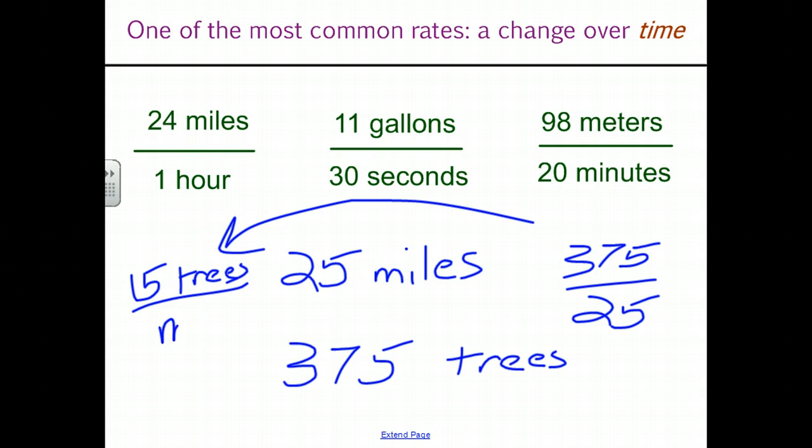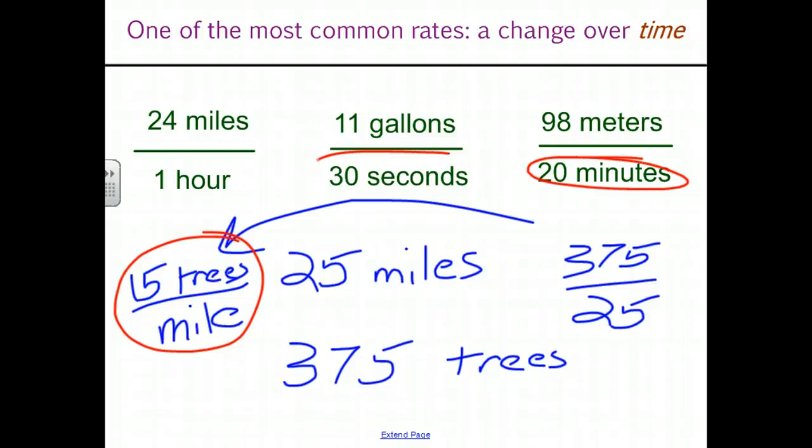And even though this may seem like a silly comparison to some level, it does illustrate the point that a rate or a unit rate doesn't have to be over time. But more often than anything, these rates are over time. So let's go ahead and look at the next 4 problems.